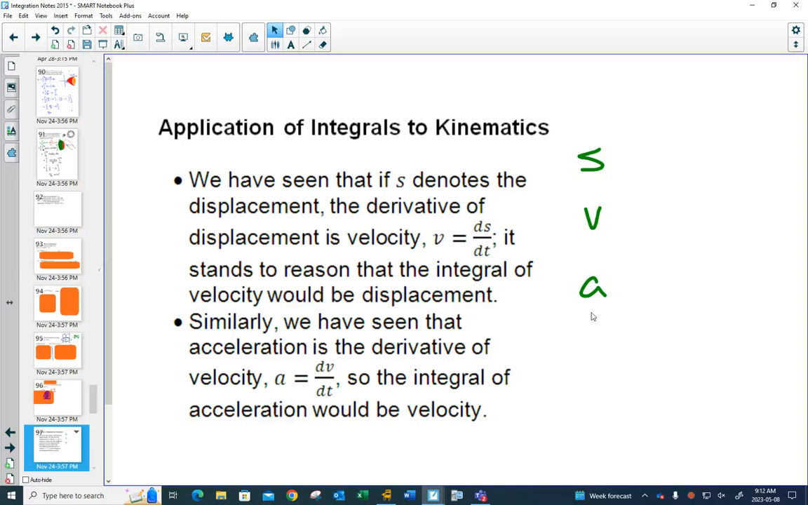The last topic we'll look at in integration is applications of integrals to kinematics. We've already seen this in the derivative direction. Remember, displacement's derivative was velocity, and velocity's derivative was acceleration. So now with integration, we're going backwards: acceleration, back to velocity, back to displacement.